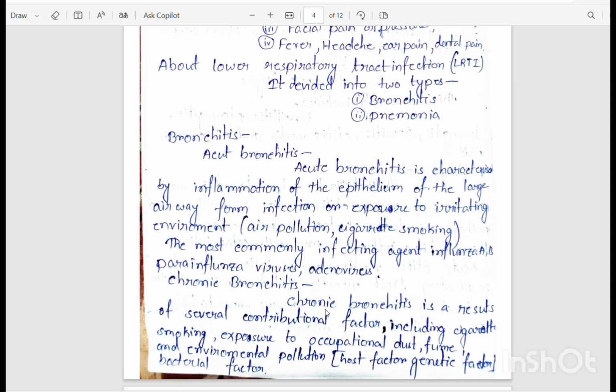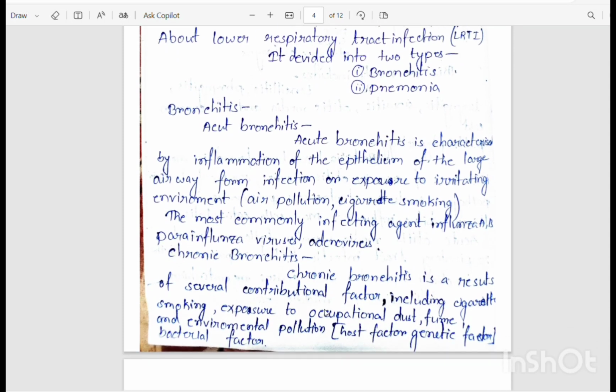Now we will move to chronic bronchitis. What is chronic bronchitis? Chronic bronchitis is the result of several contributing factors. It takes place together with many factors, including cigarette smoking. Cigarette smoking is one of the most dangerous factors for chronic bronchitis.